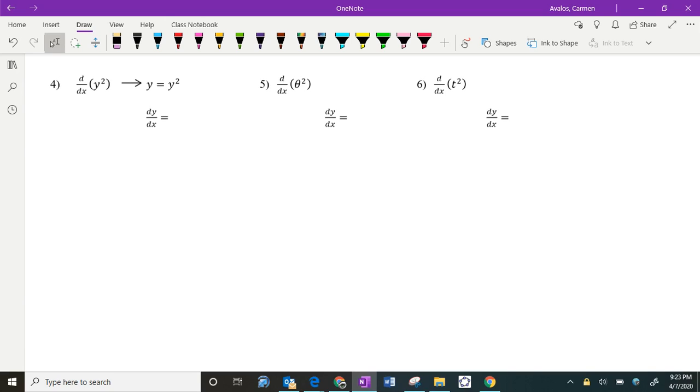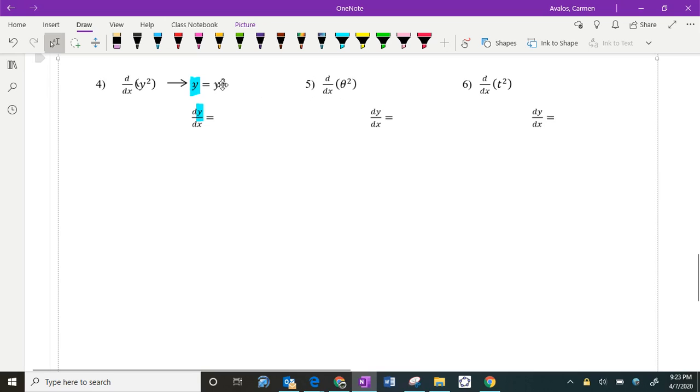They're not. And so when we do this, we're going to take the derivative here. Now this is saying that y is equal to y squared. Notice this y right here is this y right there, not this one over here. That's not that y. Okay, so what are we going to do to take the derivative of it?